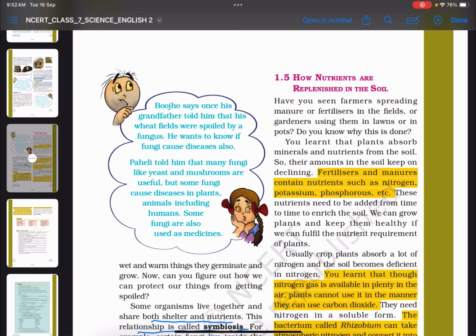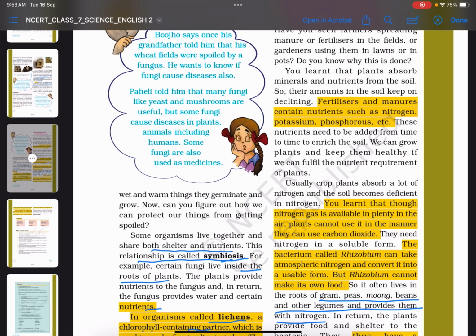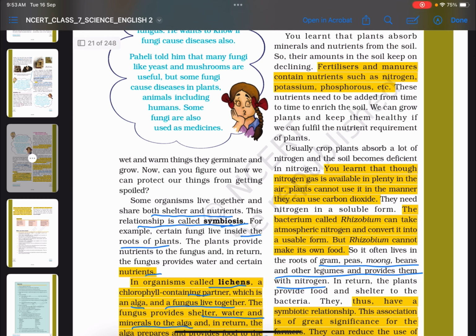1.5. How nutrients are replenished in the soil. Have you seen farmers spreading manure or fertilizer in the fields, or gardeners using them in lawns or in pots? Do you know why this is done? You learned that plants absorb minerals and nutrients from the soil, so their amounts in the soil keep on declining. Fertilizers and manures contain nutrients such as nitrogen, potassium, phosphorus, etc. These nutrients need to be added from time to time to enrich the soil. We can grow plants and keep them healthy if we can fulfill the nutrients requirement of plants.